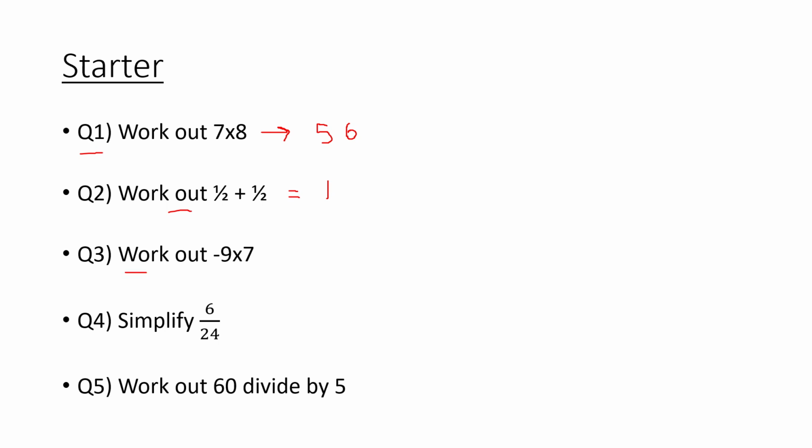Next up, question 3: work out minus 9 times 7. A negative times a positive makes a negative as the sign of my answer. 9 times 7, 9 sevens are going to be 63.